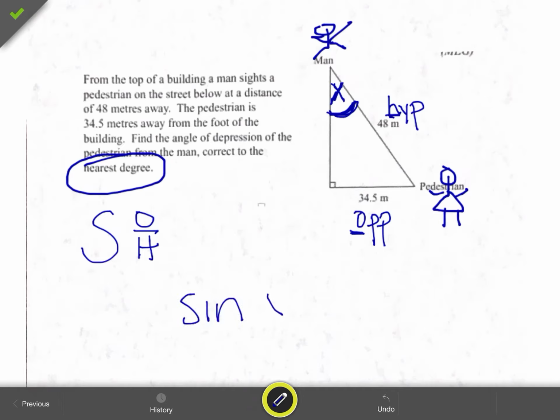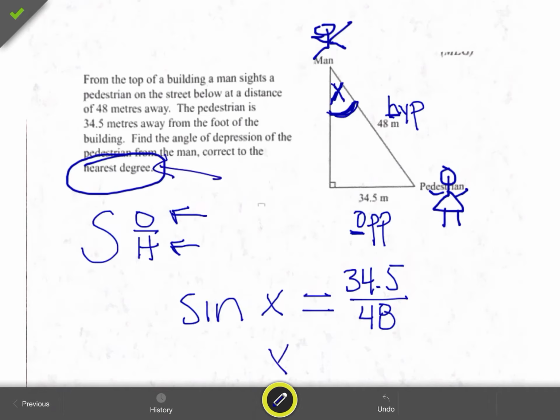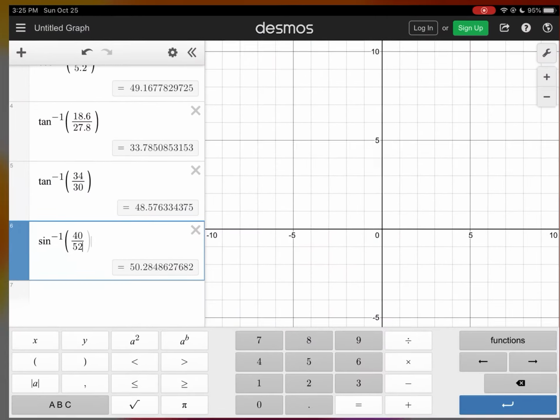So sine of my angle, I don't know it. That's what I'm trying to find out. So it's sine of x equals, because we are writing an equation. Sine says opposite, so that's 34.5 over hypotenuse, 48. And now we just go straight to Desmos. They did say round to the nearest degree, so it's a whole number. So let's go see what our angle turns out to be.